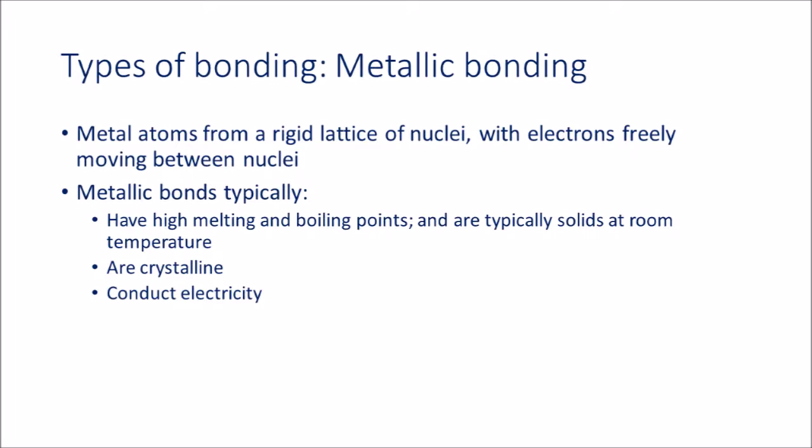Metallic bonding occurs when two metallic elements bond together. These kinds of bonds are characterized by the fact that we have solids that typically have crystalline structures and conduct electricity.